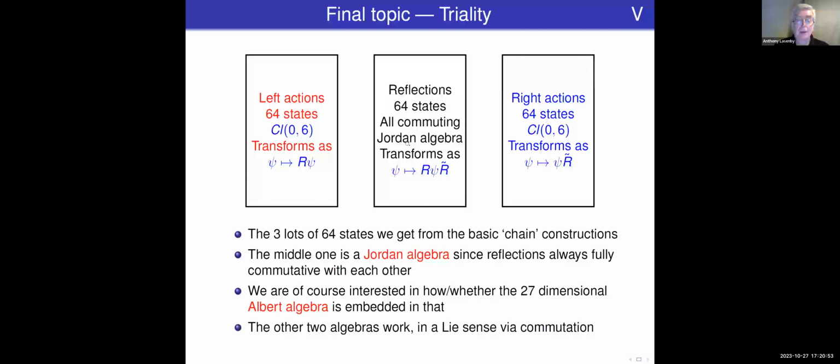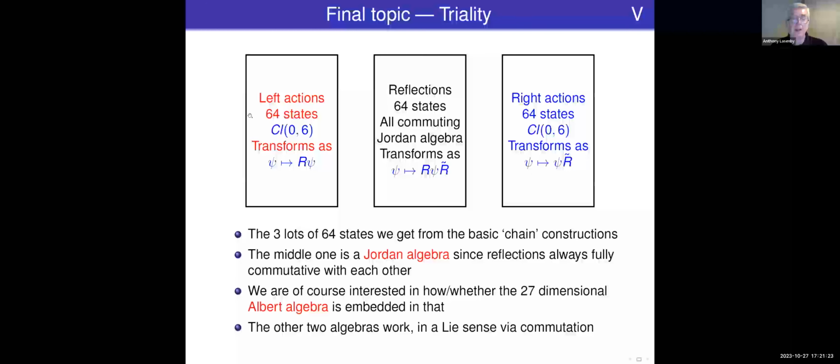And we have a Jordan algebra sitting here, which is available to us to see whether we can use it to give us the 27-dimensional Albert algebra. Is it embedded in that or not? And that's something I'm certainly very interested in. And just to emphasize, at this level, we haven't put the Sedenians in. This is all just based upon the initial 64 states.